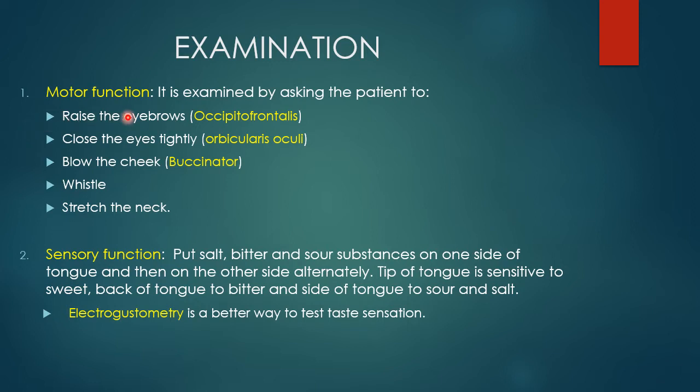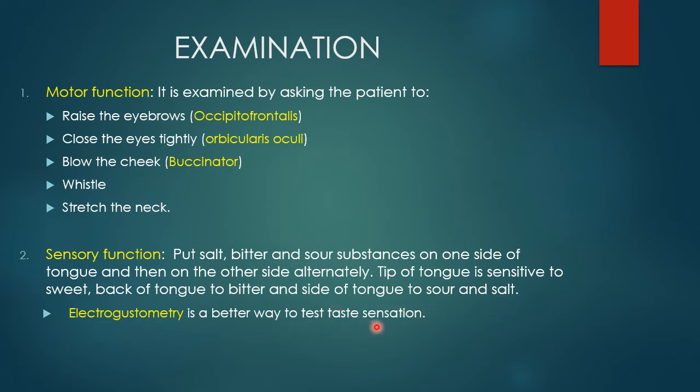Examination. The motor function is examined by asking the patient to raise the eyebrow to see the function of occipitofrontalis, close the eyes tightly to see the function of orbicularis oculi, to blow the cheek and whistle to see the function of buccinator muscle and stretch the neck. Sensory function is assessed by putting salt, bitter and sour substances on one side of the tongue and then on the other side alternately. Tip of the tongue is sensitive to sweet, back of tongue is bitter and side of tongue to sour and salt.